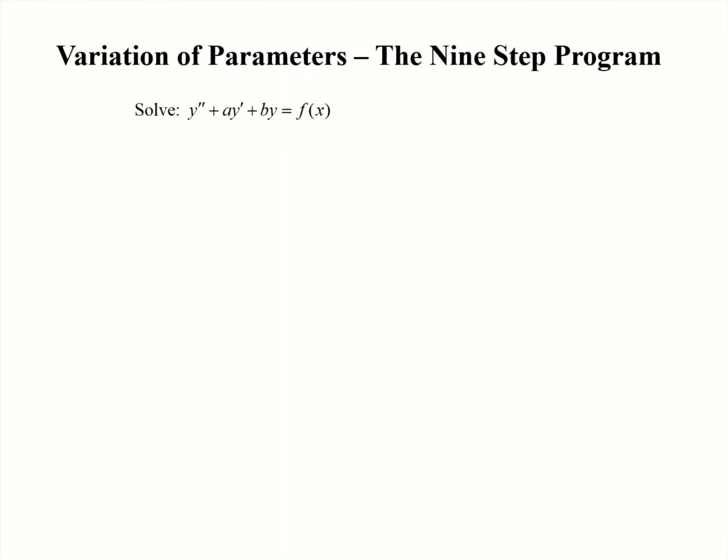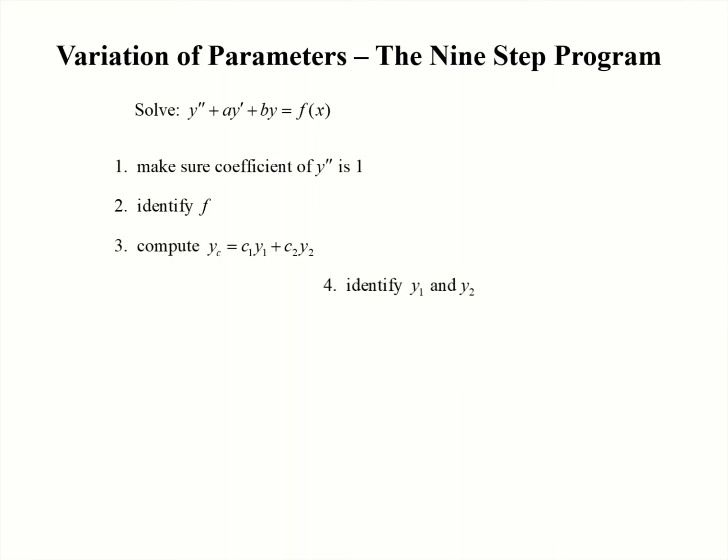And let's go through these steps. Some of these steps are kind of jokes because there's not much you do on this step. Like step 1, make sure the coefficient of y double prime is 1. Step 2, another kind of a joke of a step, but the 9-step program sounded better than the 4-step program. Okay, 9 steps sounds like we're getting somewhere. Identify f. Step 3, compute the complementary solution. Step 4, after you compute it, you should be able to identify y1 and y2.